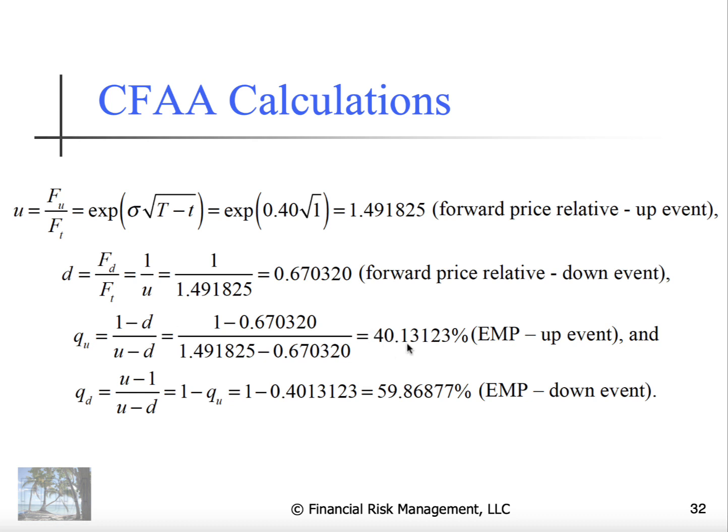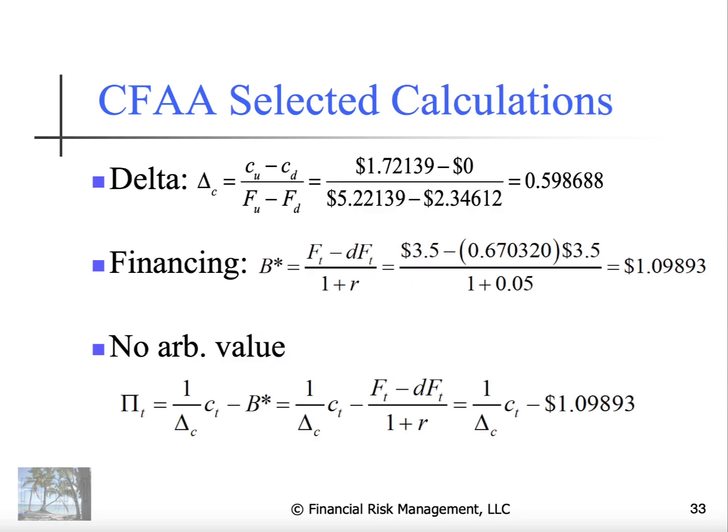Notice that this 14.13% is not my belief that up will occur. It's the equivalent martingale probability that up will occur. Down is simply 1 minus the up. So, a few selected calculations.